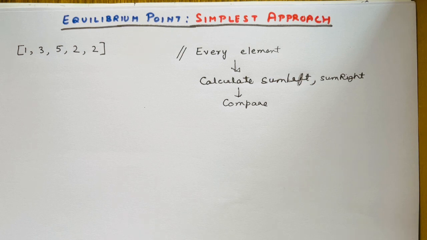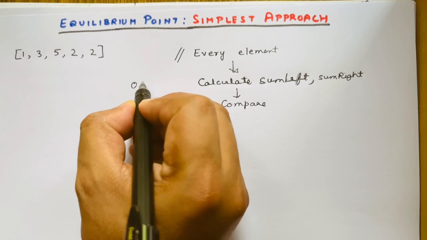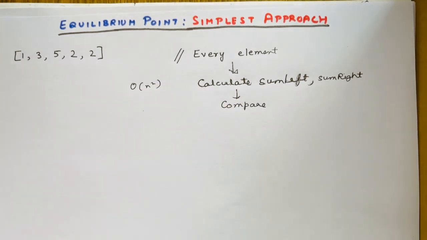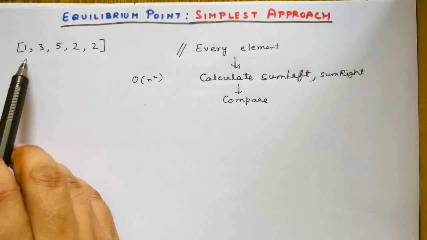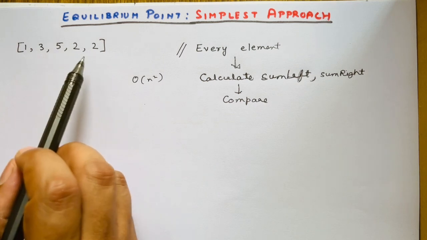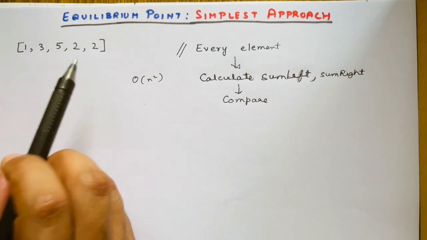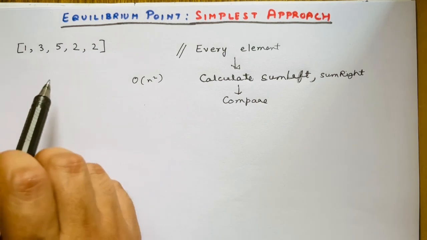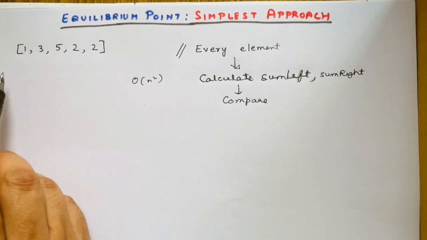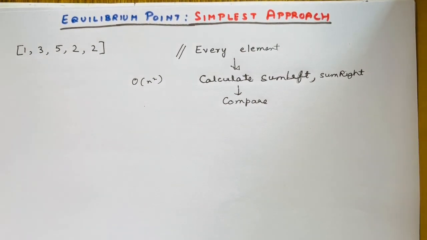How much time complexity will this solution take? It will take big O of n square. Why? Because first, with big O of n time complexity, we will choose every element one by one in a loop. Now for every element, we are traversing complete to the left and complete to the right. That is why the time complexity is big O of n square. But is this the best we can do? Are we missing something or are we doing something inefficiently?